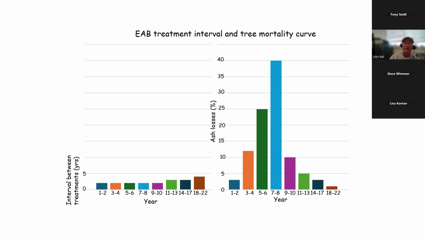And I also want to show you this, our treatments and tree mortality curve. So we're going to start looking at the left side, and that's the interval between treatments. And those are years. Okay, 1 to 2 years, 3 to 4 years, and that's from the initial find and such. You'll notice that the injections are done every other year, up to about 10 years. Okay. And that means the tree is thoroughly protected.